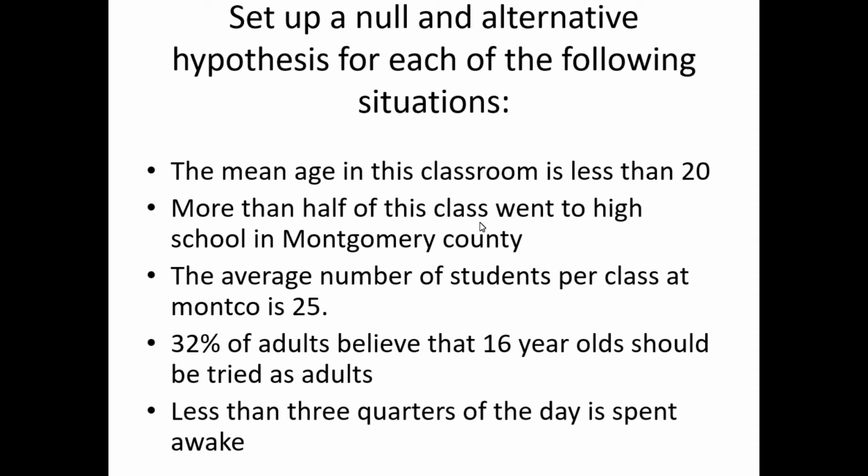I want you to try the third, fourth, and fifth bullets. Average number of students per class at Monco is 25. 32% of adults believe that 16-year-olds should be tried as adults, and less than 3/4 of the day is spent awake. The first one, for the average number of students, should be a mean, the 32% should be a proportion, and the less than 3/4 should be a proportion. Work on those, and then I'll say the answer.